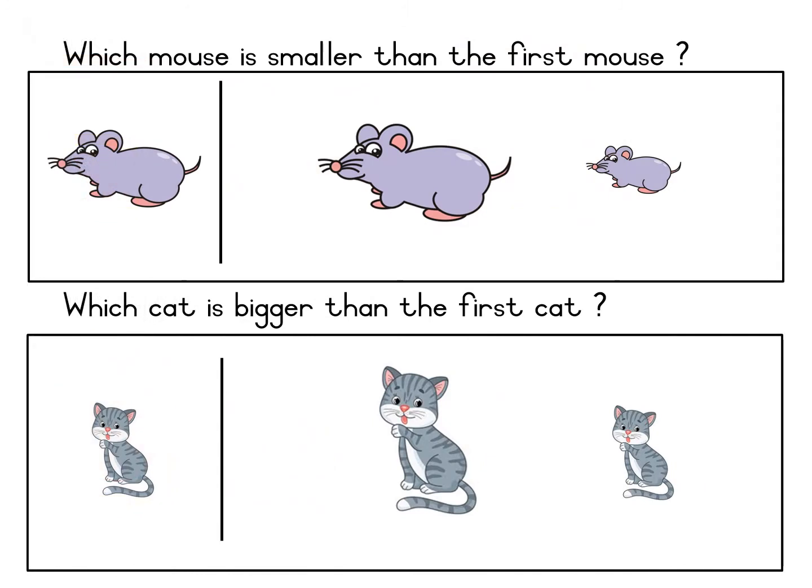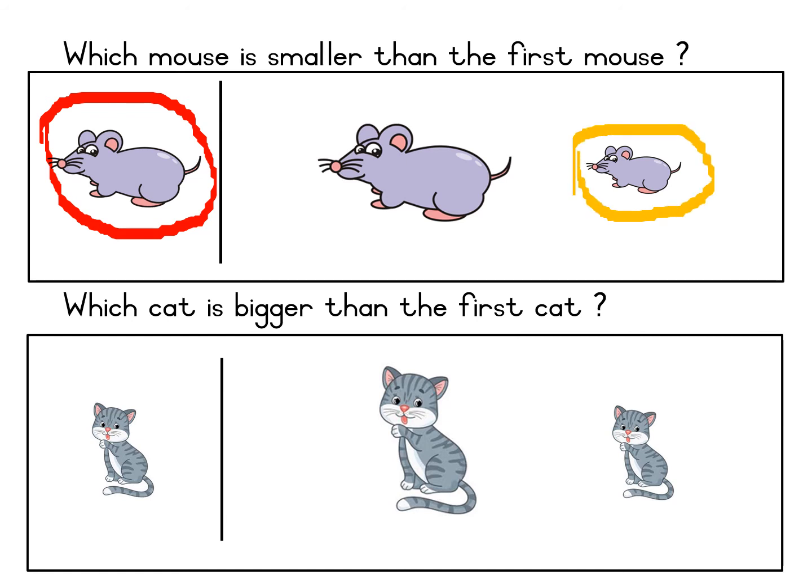Okay. Now we are looking at smaller and bigger. So smaller meaning smaller than the picture they give you first, not the smallest. So if I ask you which mouse is smaller than the first mouse, the first mouse is this one. Now we have to look for the smaller one. Can you find the smaller one? Yes. The smaller one is this mouse with the yellow circle because this one is much bigger than your first mouse.